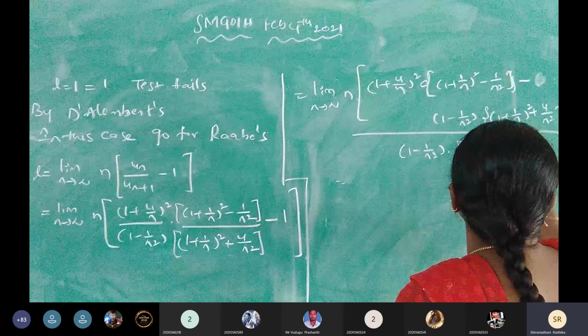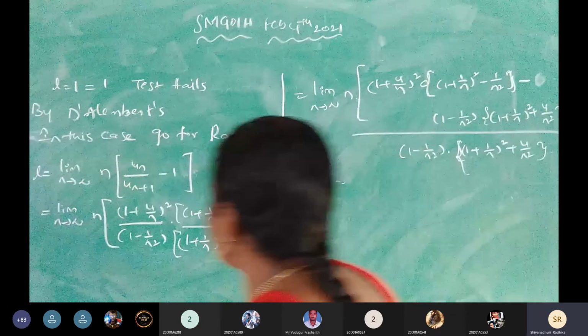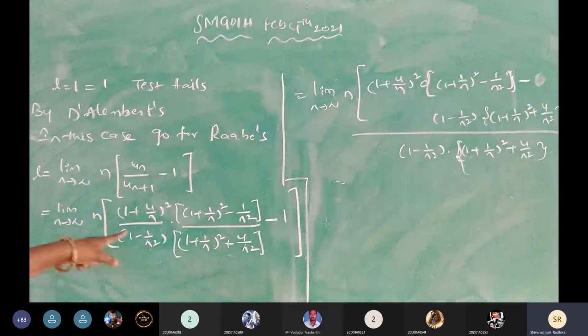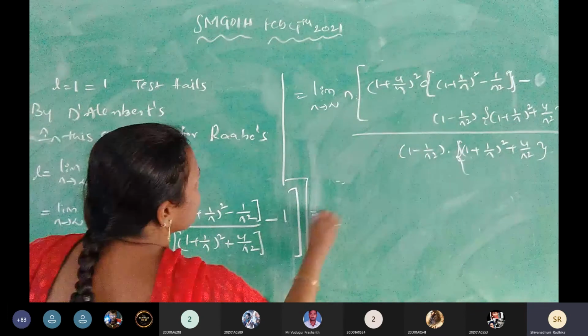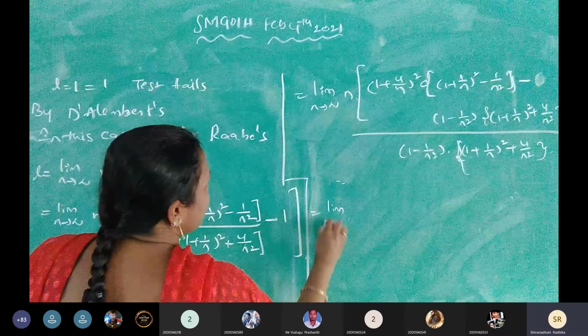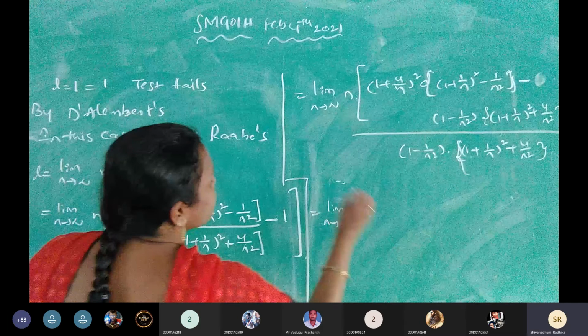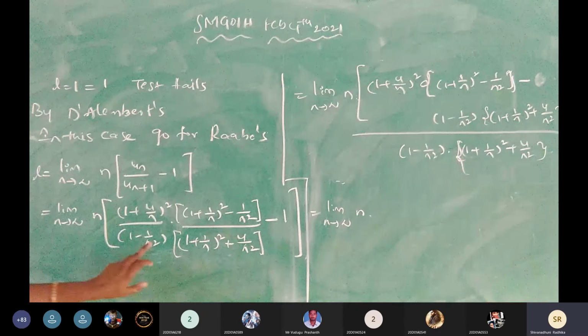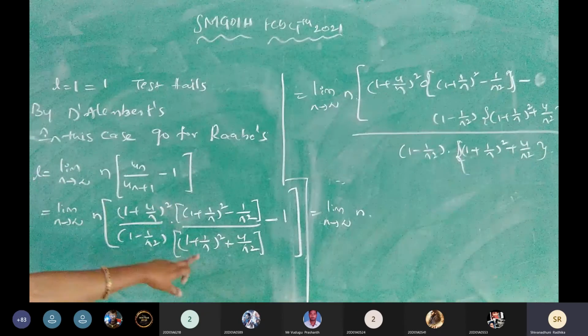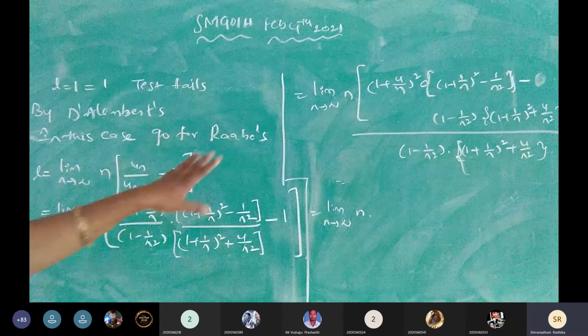So this is what we are getting after LCM, the numerator and denominator. It is clear. Now again I am going to take the common. Are there any common terms in this? 1 plus 1 by n whole square. There are no common terms. It is clear. Now we are going to apply the n value. Now there is no simplification here. Already all the simplification is completed.